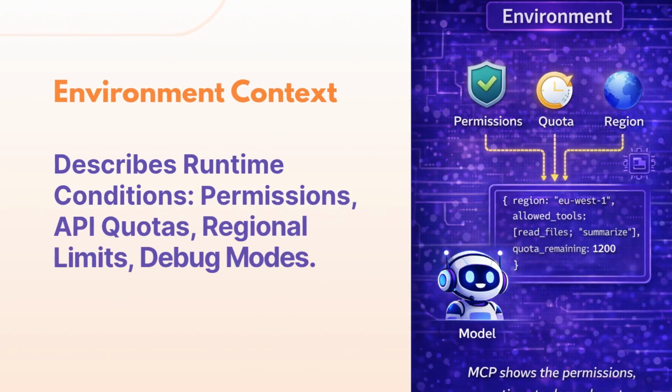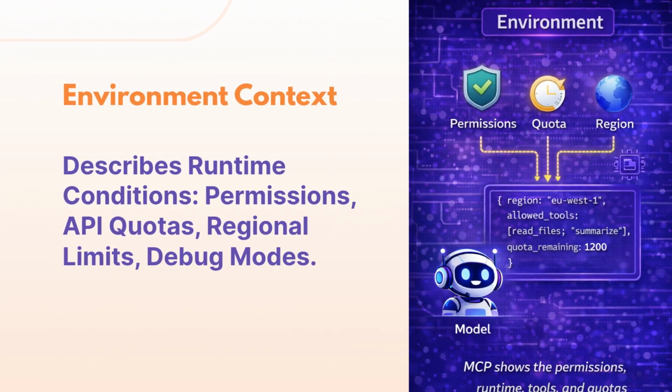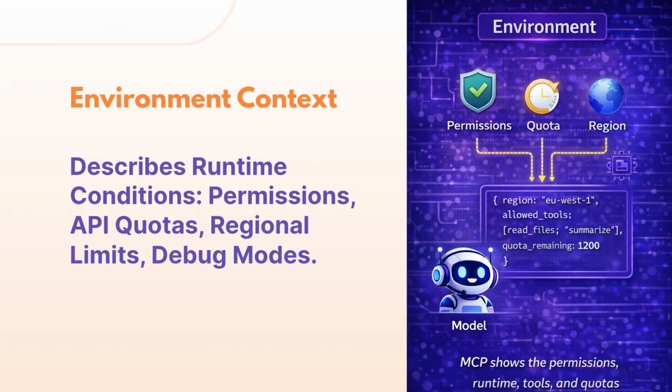Environment context describes runtime conditions, permission scopes, API quotas, regional limits, or debug modes. MCP exposes these constraints so models can choose actions that are valid and safe in the current environment.